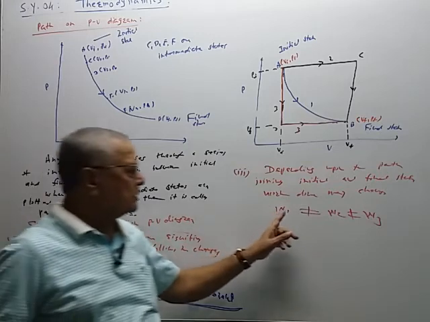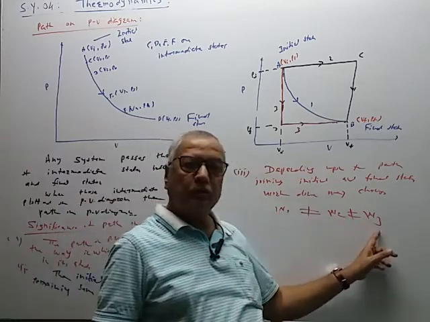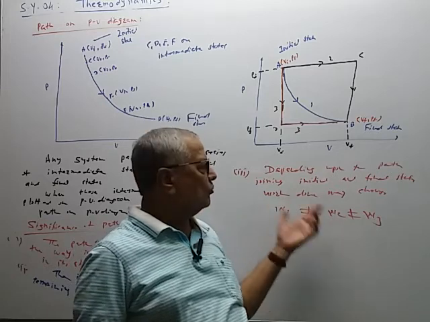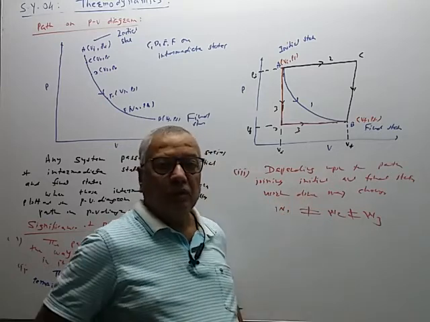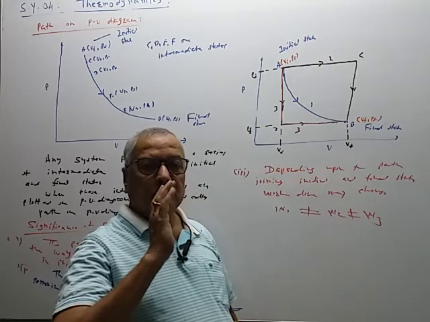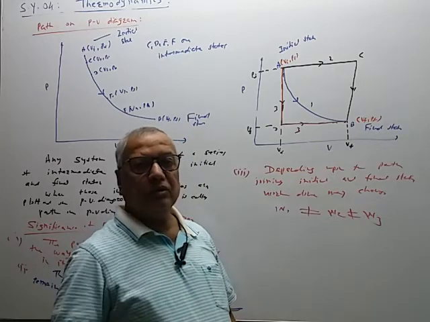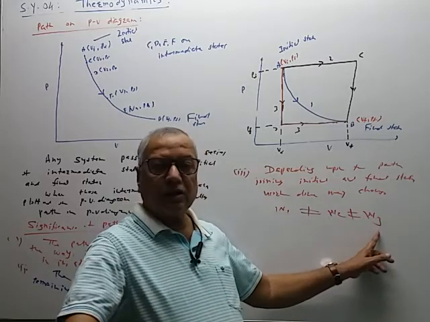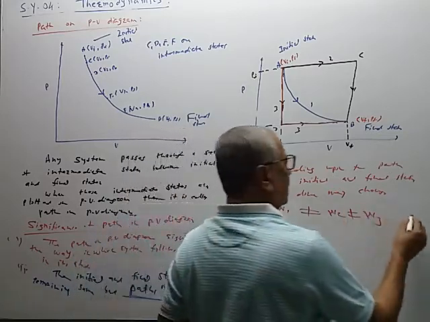Now we have made this statement: W1 is not equal to W2 is not equal to W3. Why? Because we know this statement: the area bound by the PV curve represents the work done. So whether this statement is correct or not, that now we have to verify.